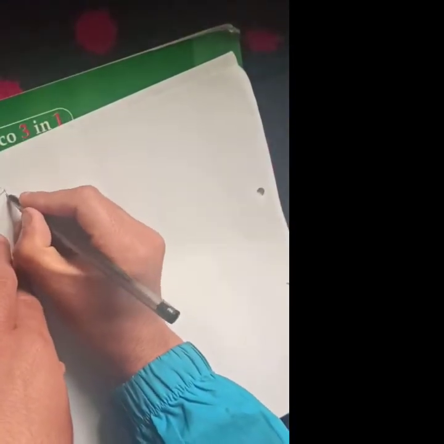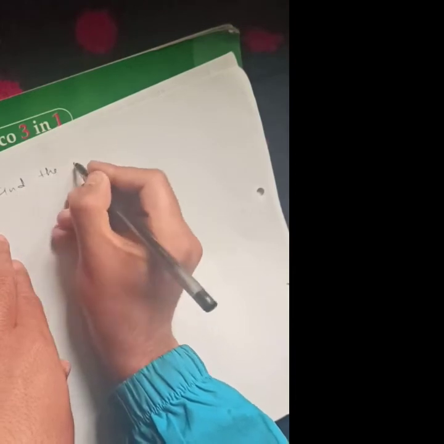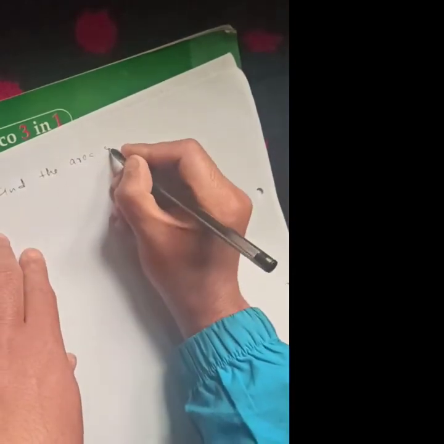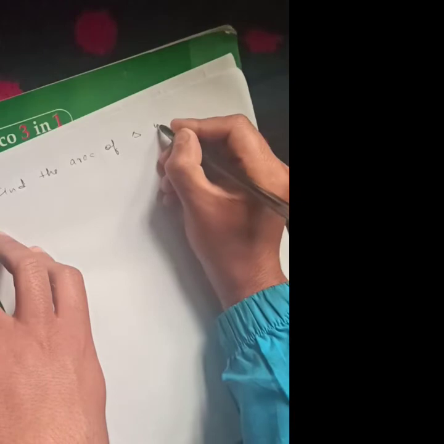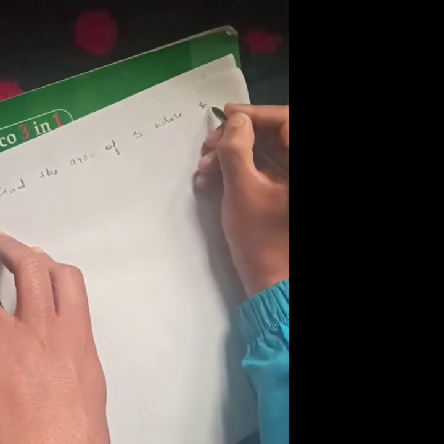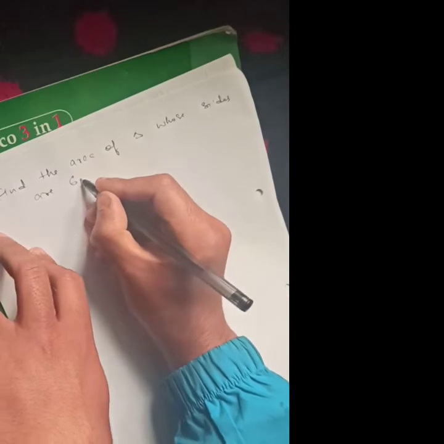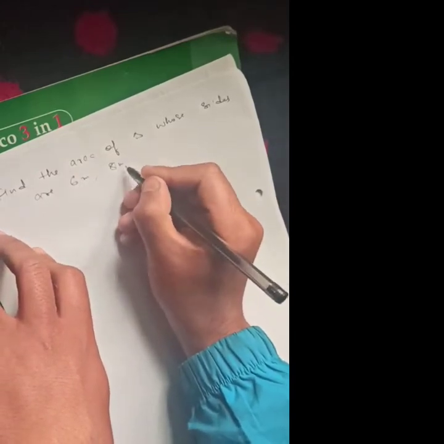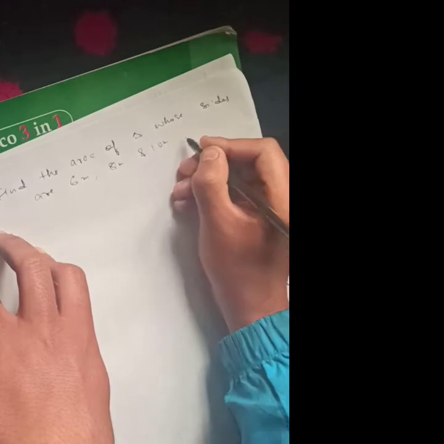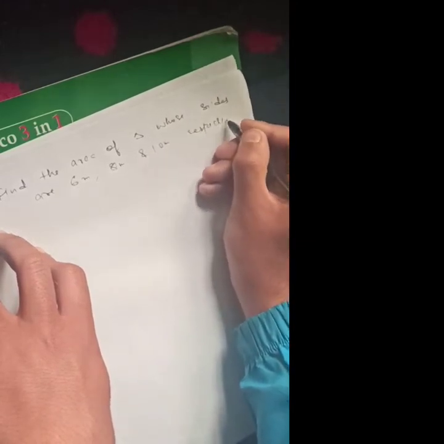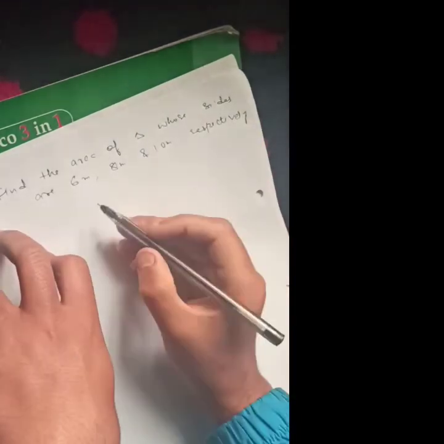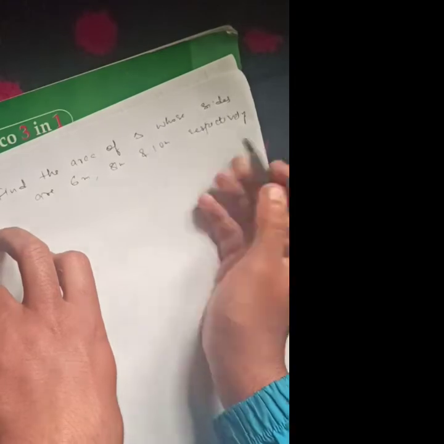That is, example is, find the area of triangle whose sides are 6 meter, 8 meter and 10 meter respectively. आपको ट्रायंगल का एरिया निकालना है जिसके साइड्स दिए गए हैं. साइड्स क्या है 6 मीटर, 8 मीटर, 10 मीटर respectively.